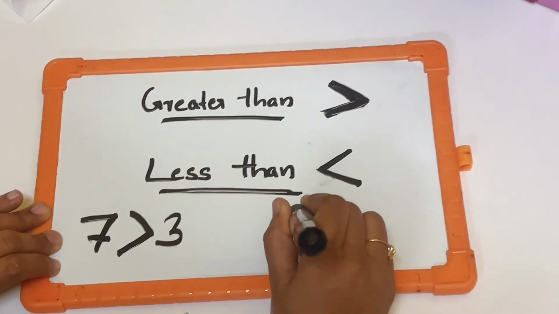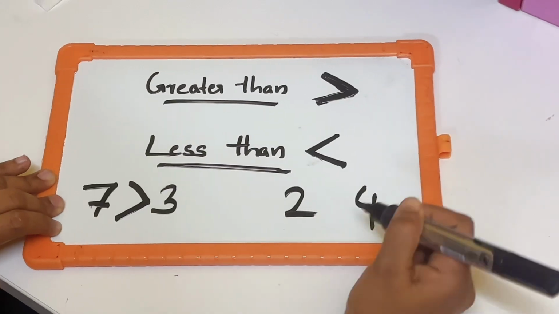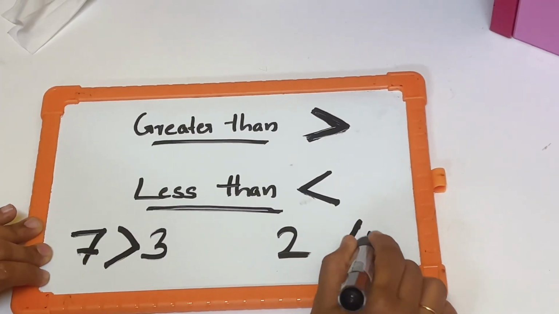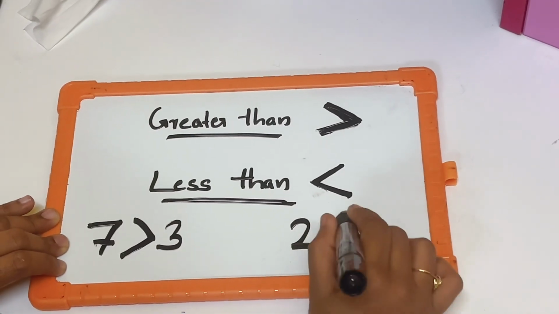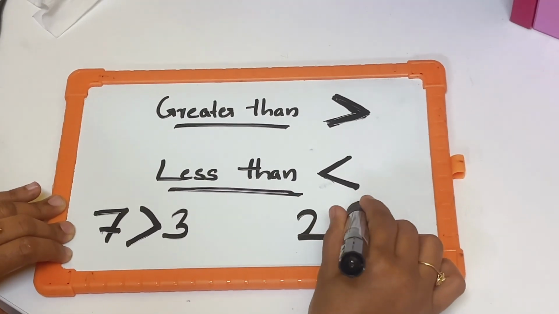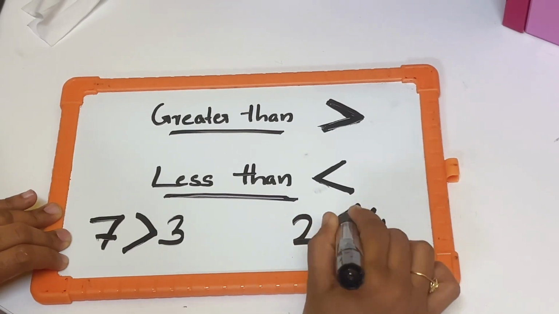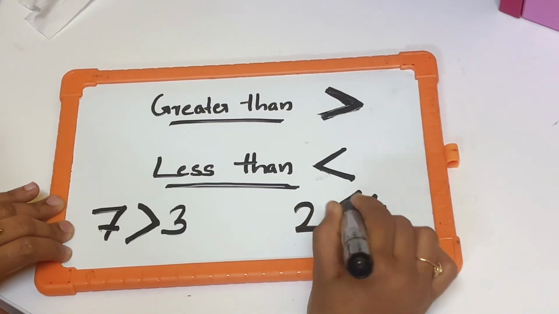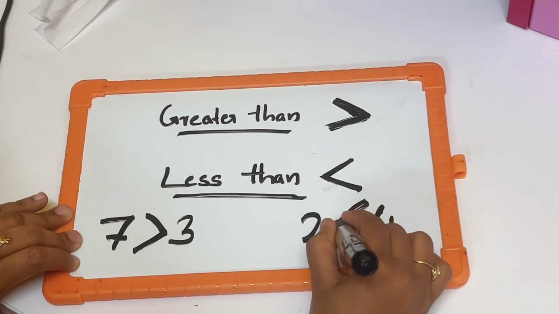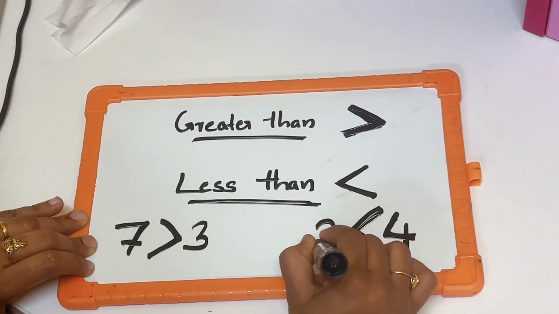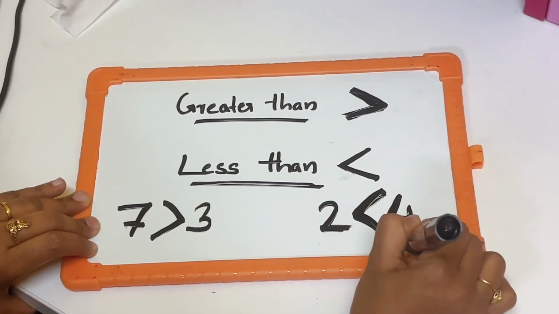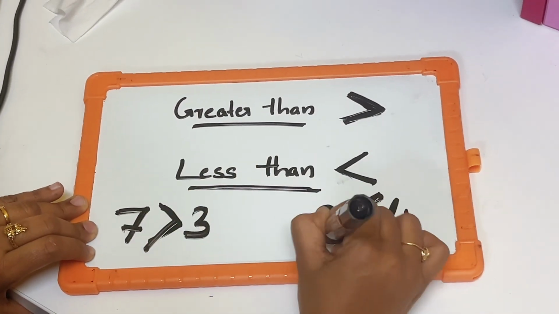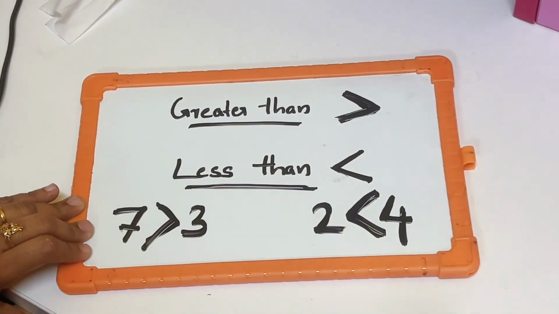So let's take two numbers, 2 and 4. Which is greater from these numbers? 4 is greater than 2, right? So our crocodile will open its mouth to the bigger number. So how to use our symbol? The symbol comes like this. Which symbol is this? Less than symbol. 2 is less than 4. Here, 7 greater than 3, 2 less than 4.